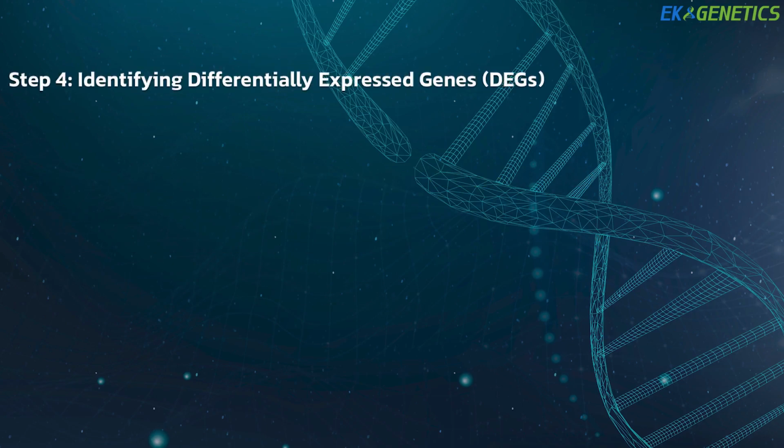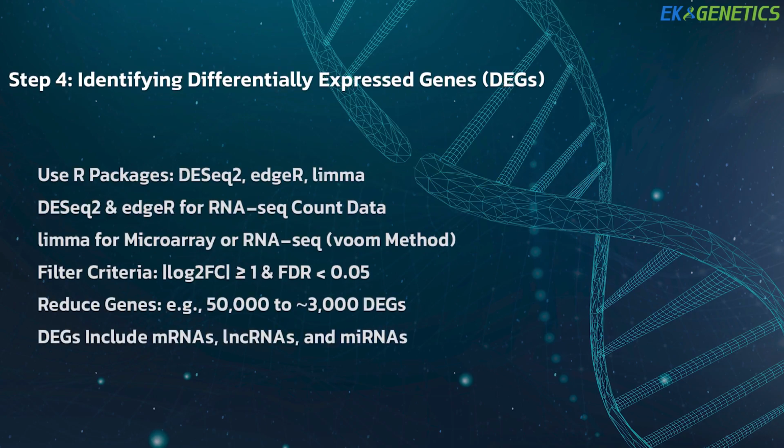Step 4. Differential expression analysis. Now you have your gene expression matrix, whether you created it yourself by analyzing raw FASTQ files or downloaded a processed version. The next step is to identify differentially expressed genes. In R, there are 3 main packages you can use. 1. DESeq2 for RNA-seq count data. 2. EdgeR, also for RNA-seq count data, especially for small sample sizes. 3. Limma, best for microarray data or for RNA-seq after transforming counts to log2 CPM, the voom method.